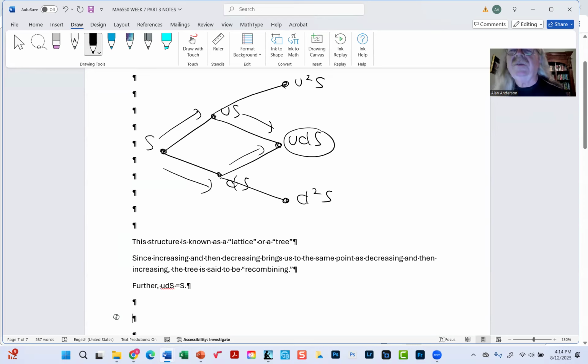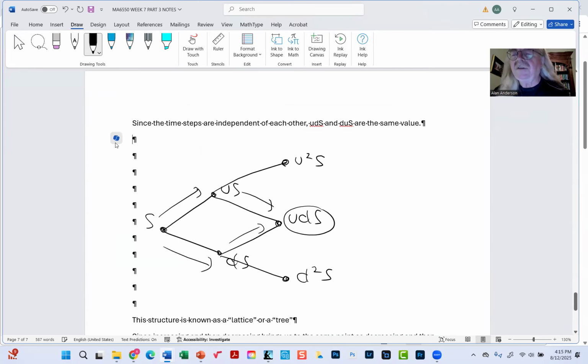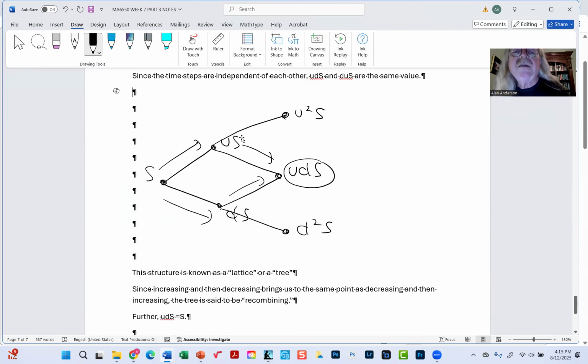This is a conscious decision by Cox, Ross, and Rubinstein. Later variations of this model do not follow this same approach. They allow for the idea that maybe going up and then down was to a slightly higher point than down and up, or that kind of thing. But here, just to keep things simple, up and down is down and up. It's the same thing. If we go up and then down or down and then up, we're right back where we started from.